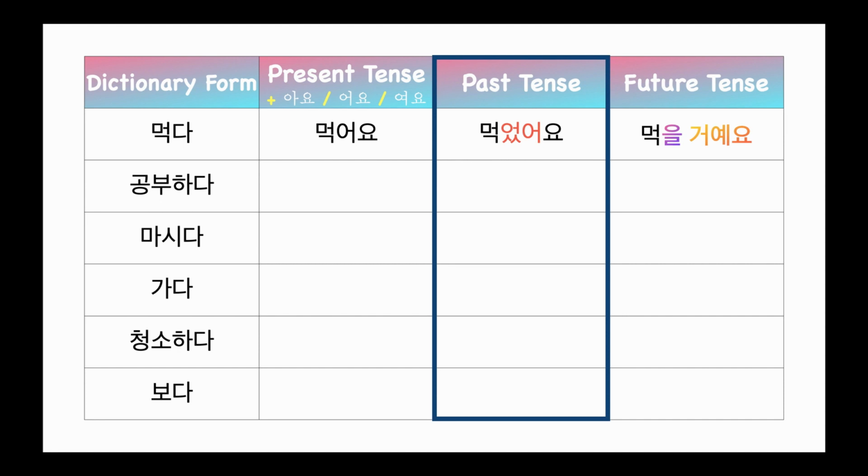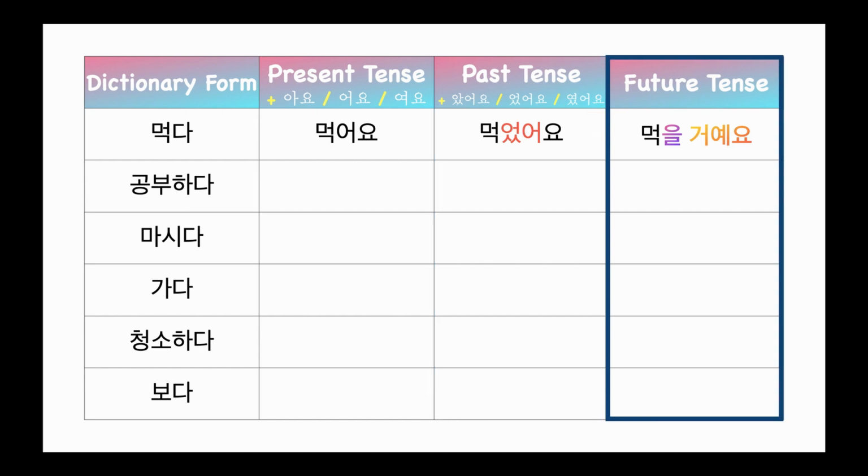So back to our chart here. Again, the rule that you will usually see in a grammar book is that for past tense, you will first drop 다 and then add either 왔어요, 없어요, or 였어요. Again, this 였어요 is referring to 하다 verbs. 하였 becomes 했, so it's really just 했어요.